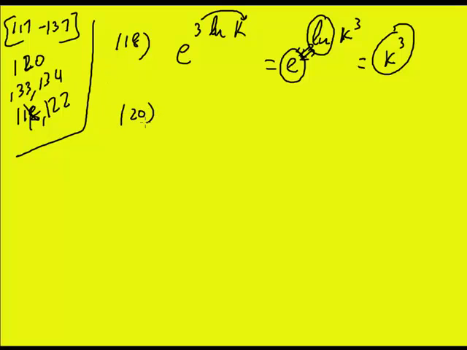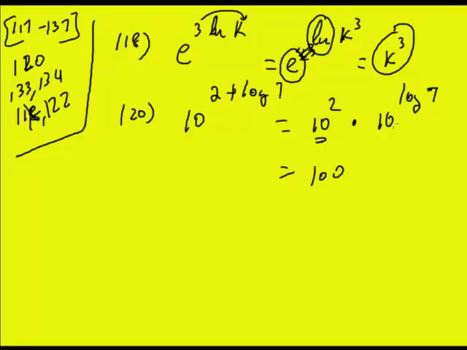120, you have 10 to the power of 2 plus log of 7. Alright, this is kind of clever. This is the same thing as 10 to the second times 10 to the log of 7. But 10 to the second is 100. That base is 10, but that base is also 10 because it's just plain log. So that means they're going to undo each other and we'll get 7. So the answer is 700.